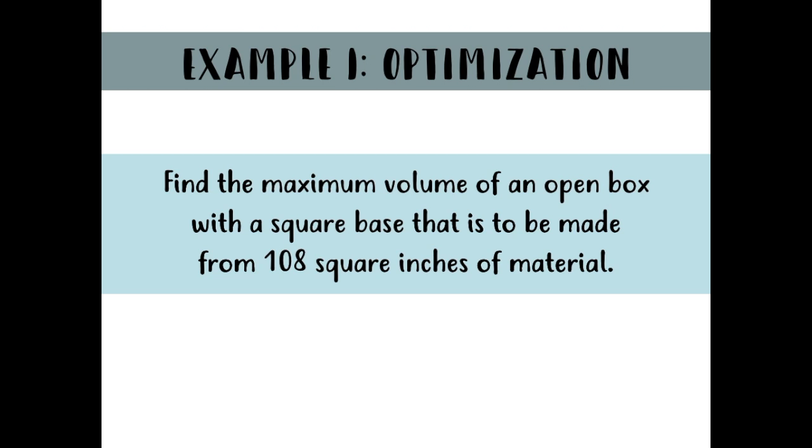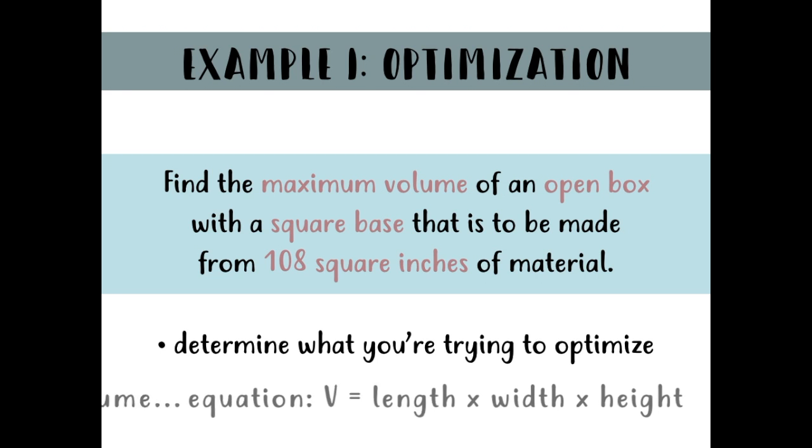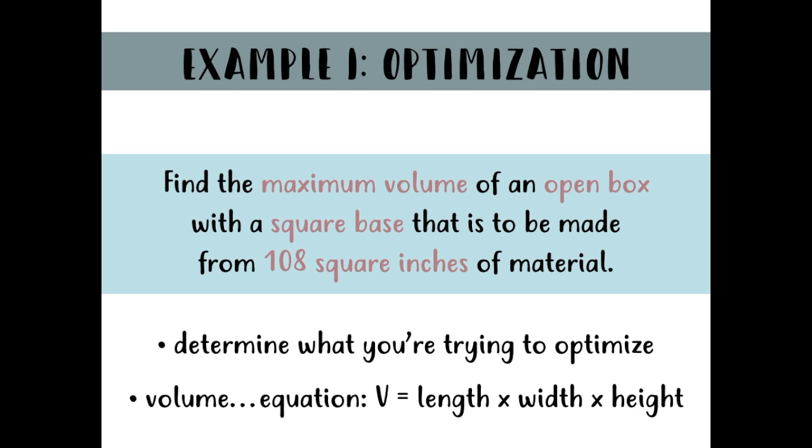Find the maximum volume of an open box with a square base that is to be made from 108 square inches of material. I have highlighted the important terms we need to know to solve this problem. First, we need to determine what we're trying to optimize. In this case, we're trying to find the maximum volume of an open box. So the equation would be volume equals length times width times height.